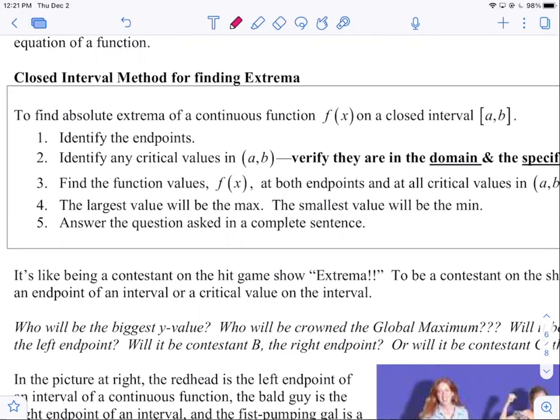Between A and B. You might find critical values that live outside the interval. They might be critical values of the function, but we're not going to use them because they don't live on the interior. That's very, very important. So we're going to be verifying that A, they're in the domain, and then B, specifically, that they're in the interval.